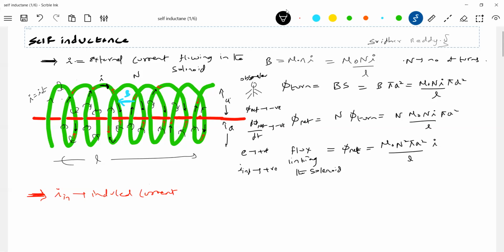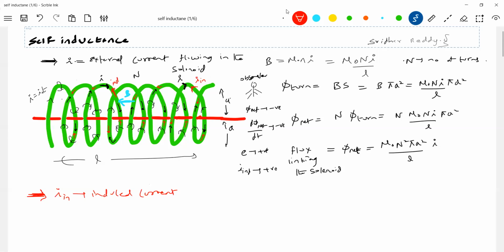This is I, and this will be I induced. Or at one place we'll show it like this: I induced. Okay, fine. So this basic concept is very important. The rest of everything you can manage with mathematics. It's very easy.